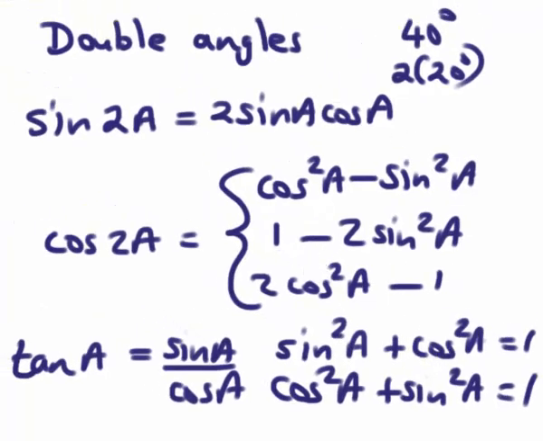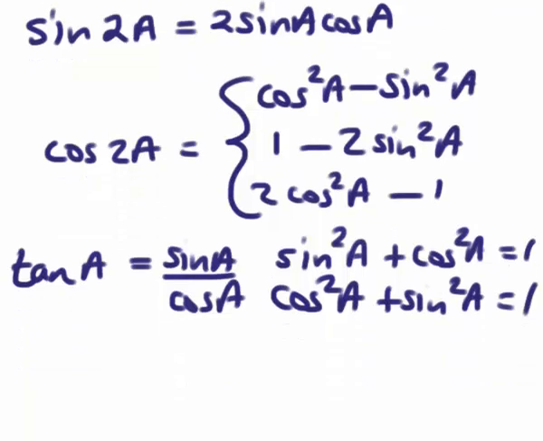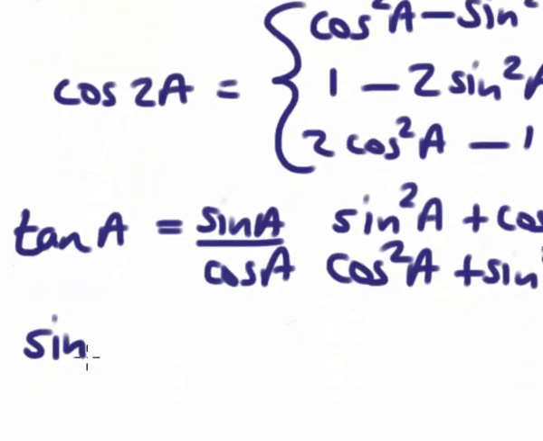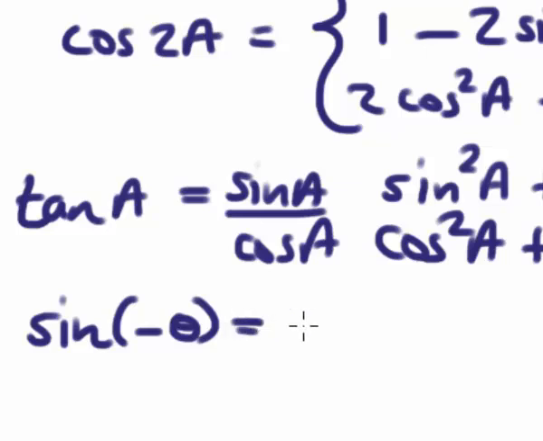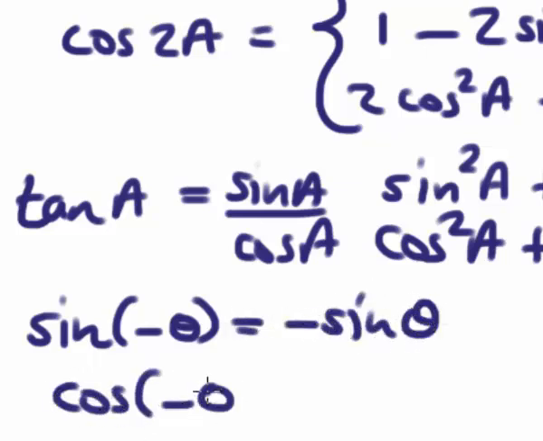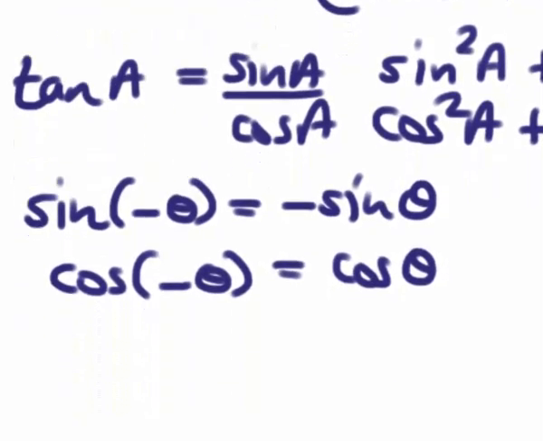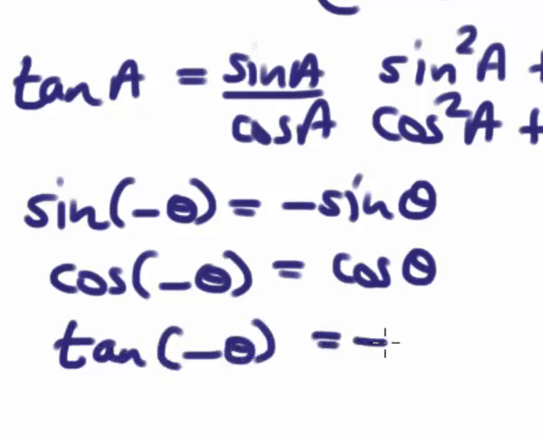And then also don't forget the negative angles that come up often in compound angles. A bit of revision here: the sine of negative theta is negative sine theta. Cos of negative theta, you lose the negative. And the tan of negative theta becomes negative tan theta. Okay, cool.